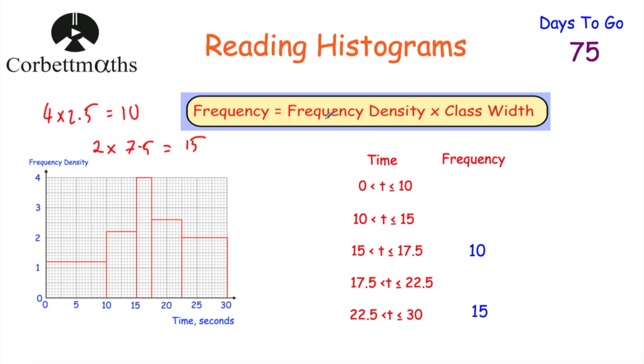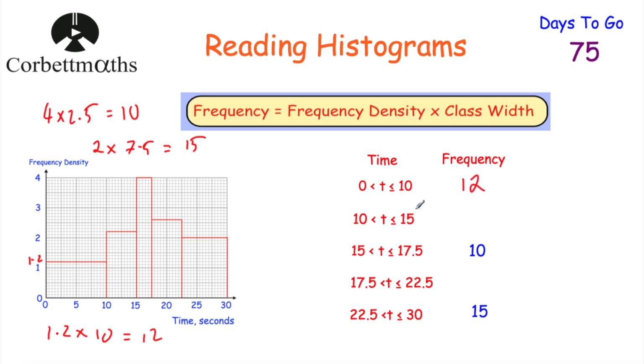We can now use the fact that frequency is equal to frequency density times class width to find these missing frequencies. In terms of the first bar, we've got from 0 to 10, so the class width there is 10, it's 10 wide. The frequency density would be, let's check here, 1.2. So if we do 1.2 times 10, that's equal to 12. That means the frequency here would be 12.